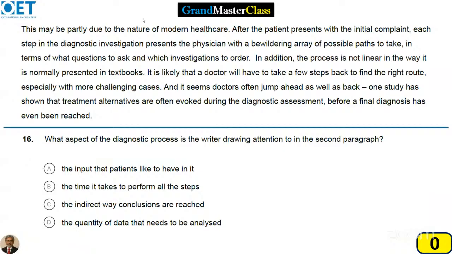Yeah, here it is. What aspect of the diagnostic process is the writer drawing attention to in the second paragraph? So this is the second paragraph. Okay. What aspect of the diagnostic process is the writer drawing attention to in the second paragraph? What is he going to show you? Diagnostic. What process? What aspect? What aspect is he telling? Okay. So what is he showing here?